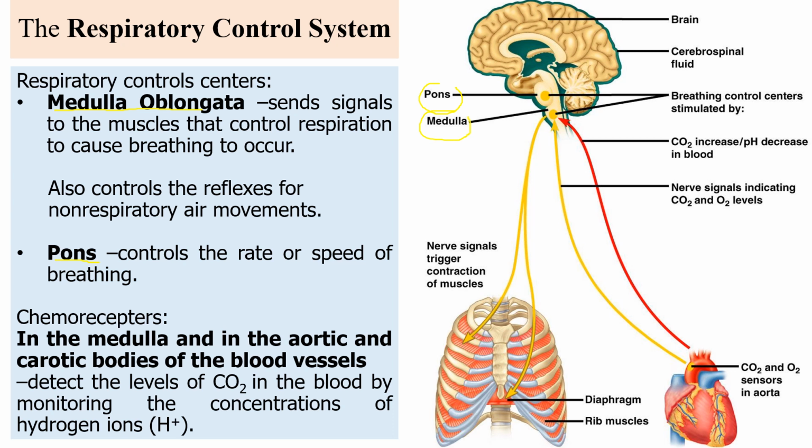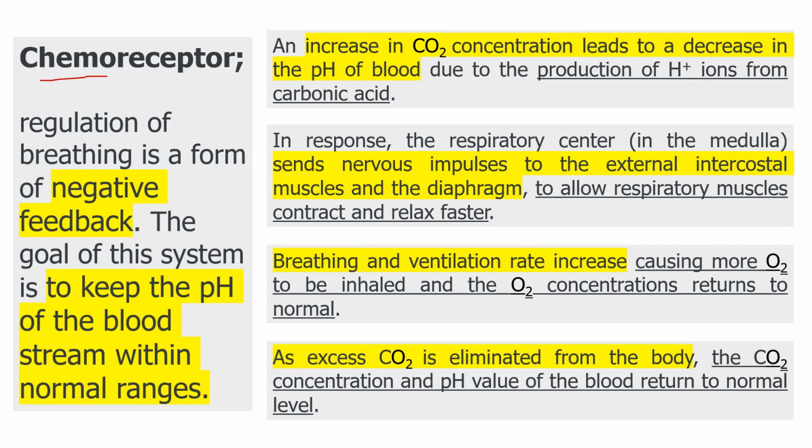Chemoreceptors in the medulla and in the aortic and carotid bodies of the blood vessel function to detect the levels of carbon dioxide in the blood by monitoring the concentrations of hydrogen ions. Always remember that chemoreceptor regulation of breathing is a form of negative feedback. This system has its goal to keep the pH of the bloodstream always within the normal range.